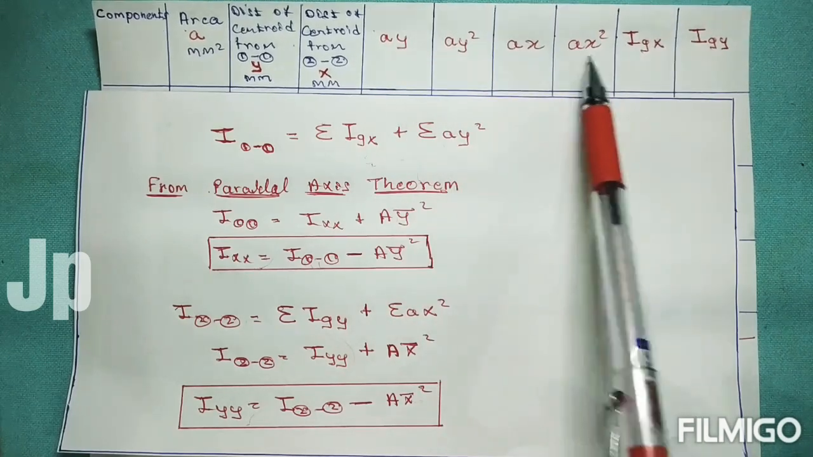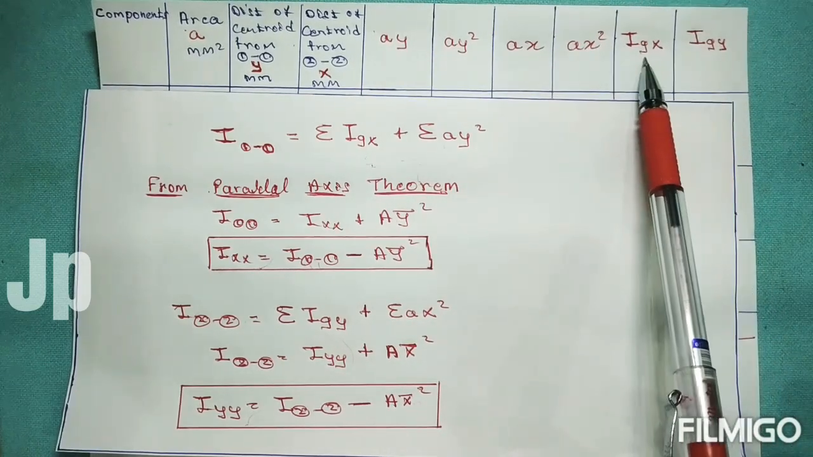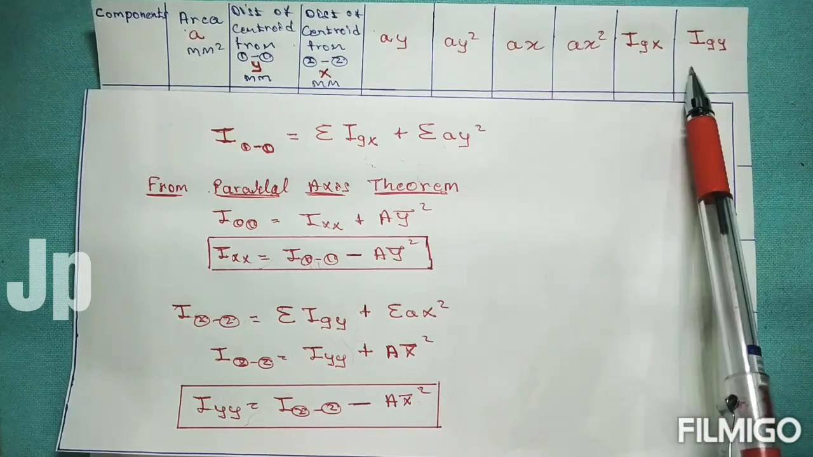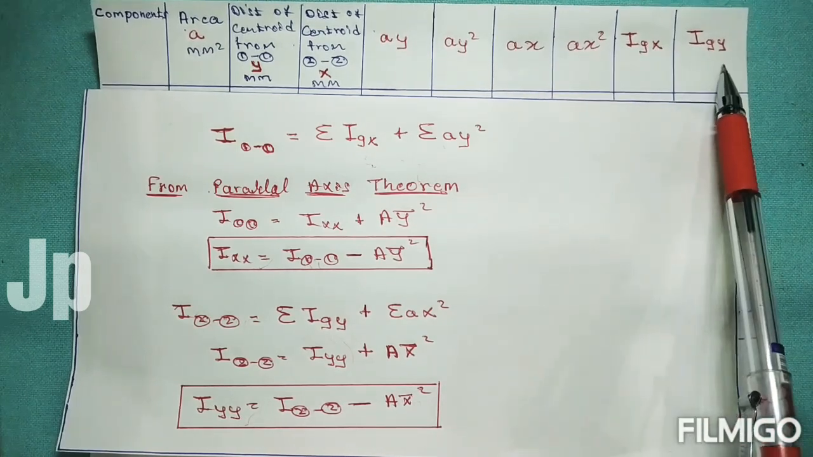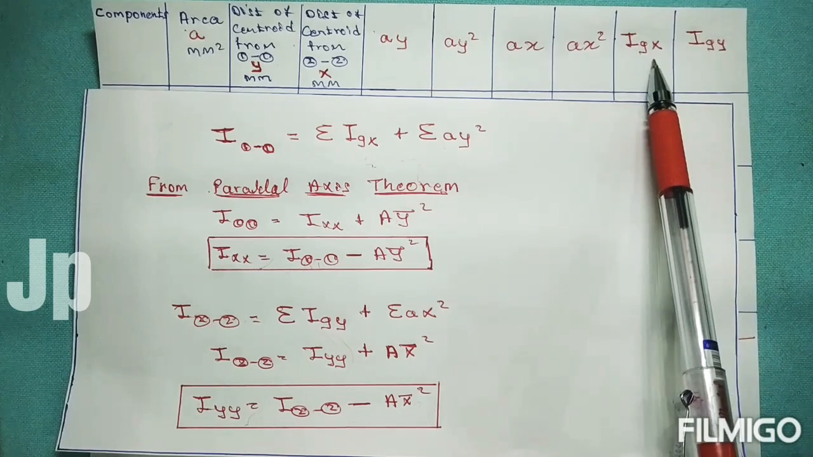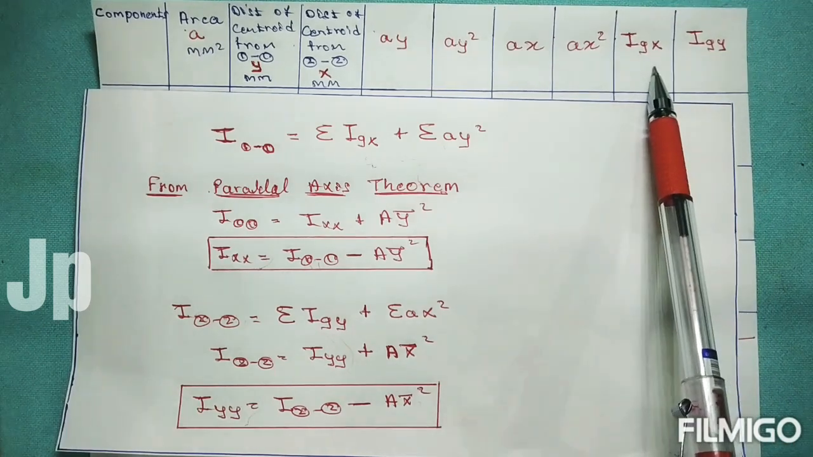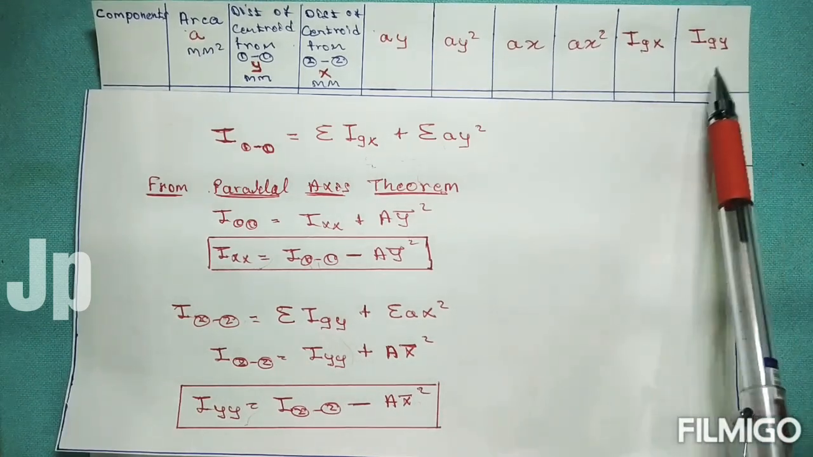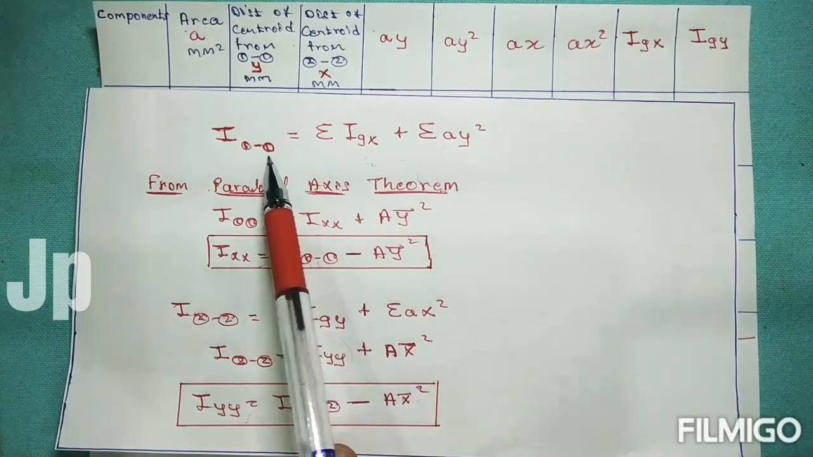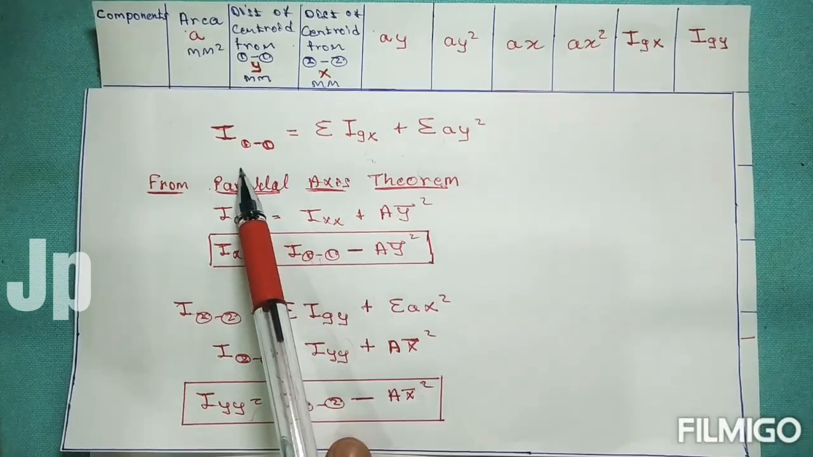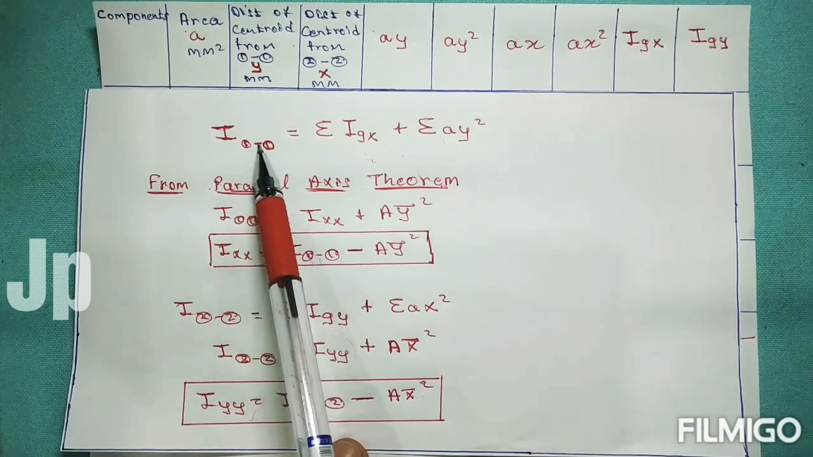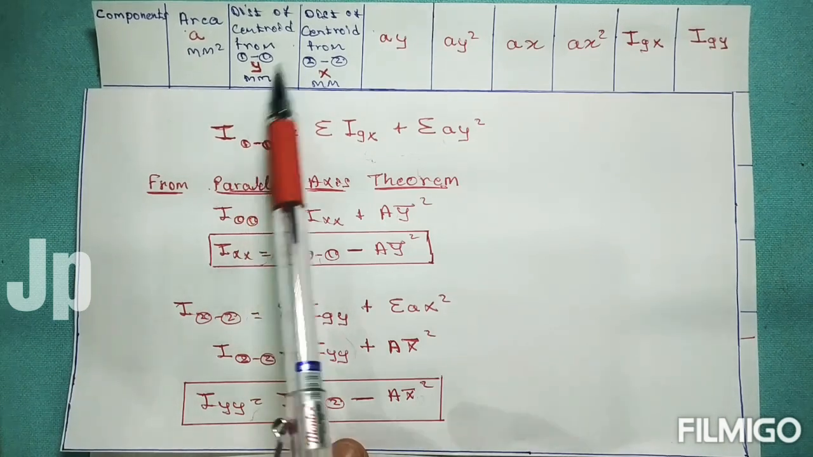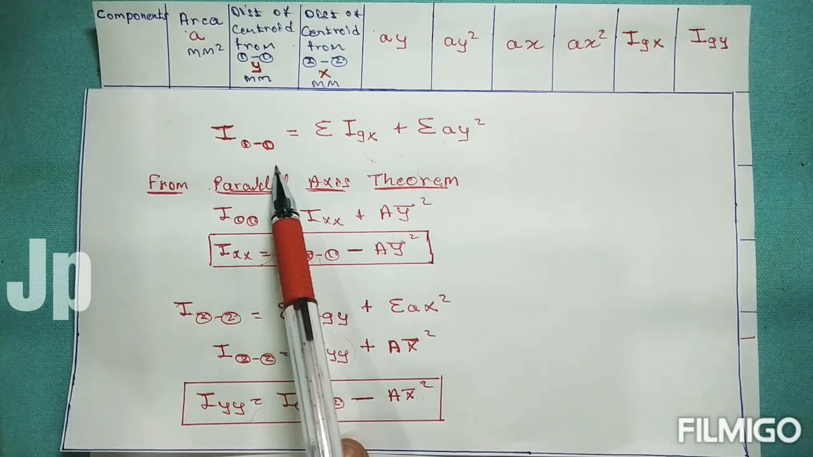So that is 4 columns. Next two is very important, that is the moment of inertia of each component along the x-axis as well as the y-axis. So these 2 columns are the moment of inertia of each component along the x-axis as well as the y-axis. So after that you have to write this formula. This is a very important formula. This is the moment of inertia with respect to 1 1, and as well as with respect to 2 2 we have to find.